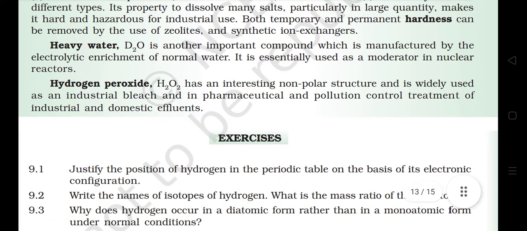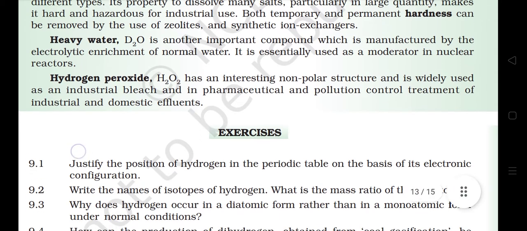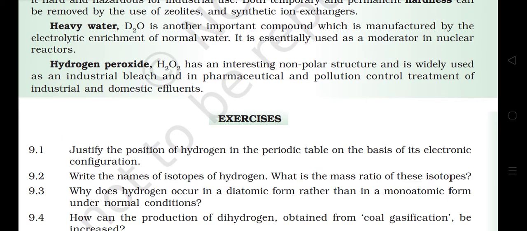Heavy water, D2O, is another important compound which is manufactured by the electrolytic enrichment of normal water. It is essentially used as a moderator in nuclear reactors. Hydrogen peroxide, H2O2, has an interesting non-planar structure and is widely used as an industrial bleach and in pharmaceutical and pollution control treatment of industrial and domestic effluents.